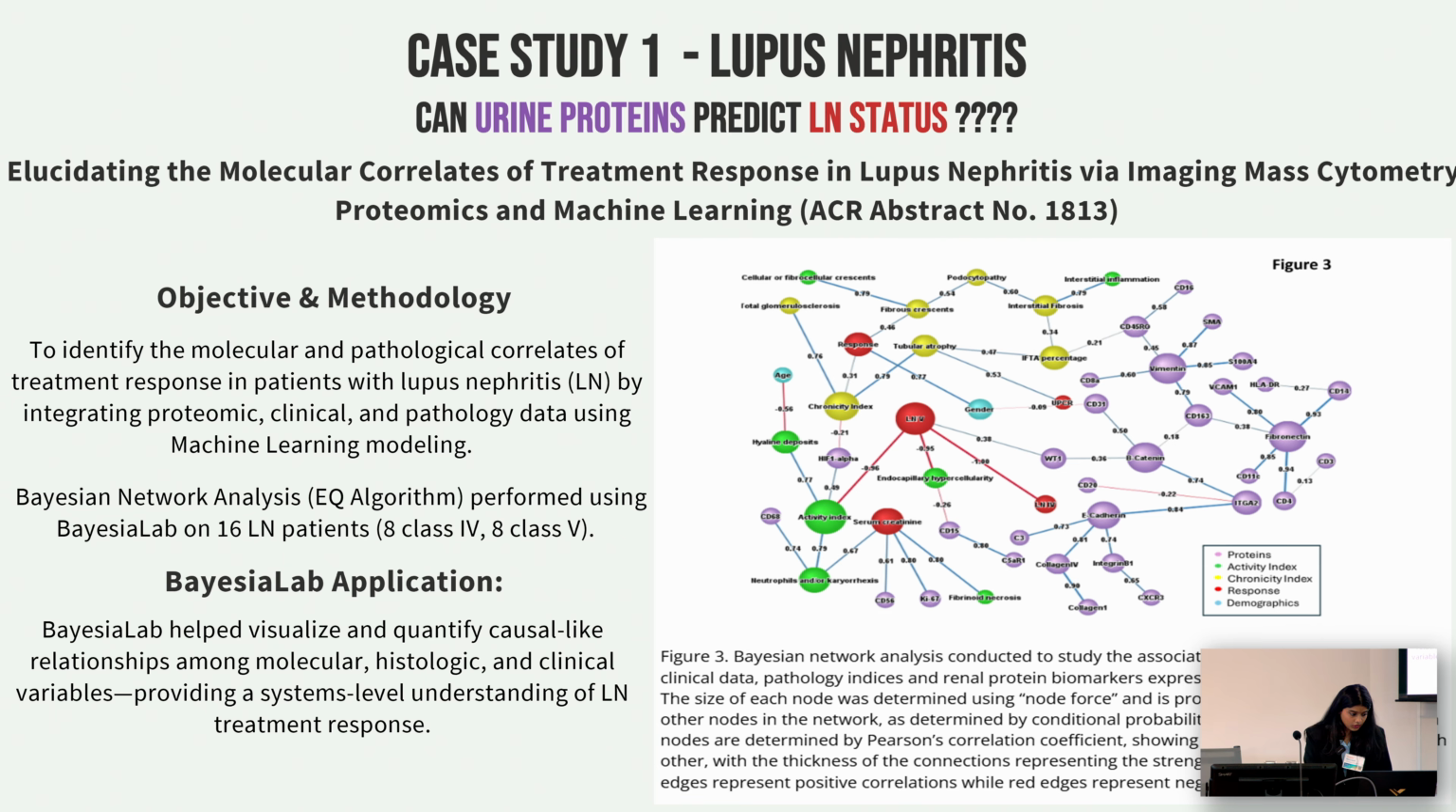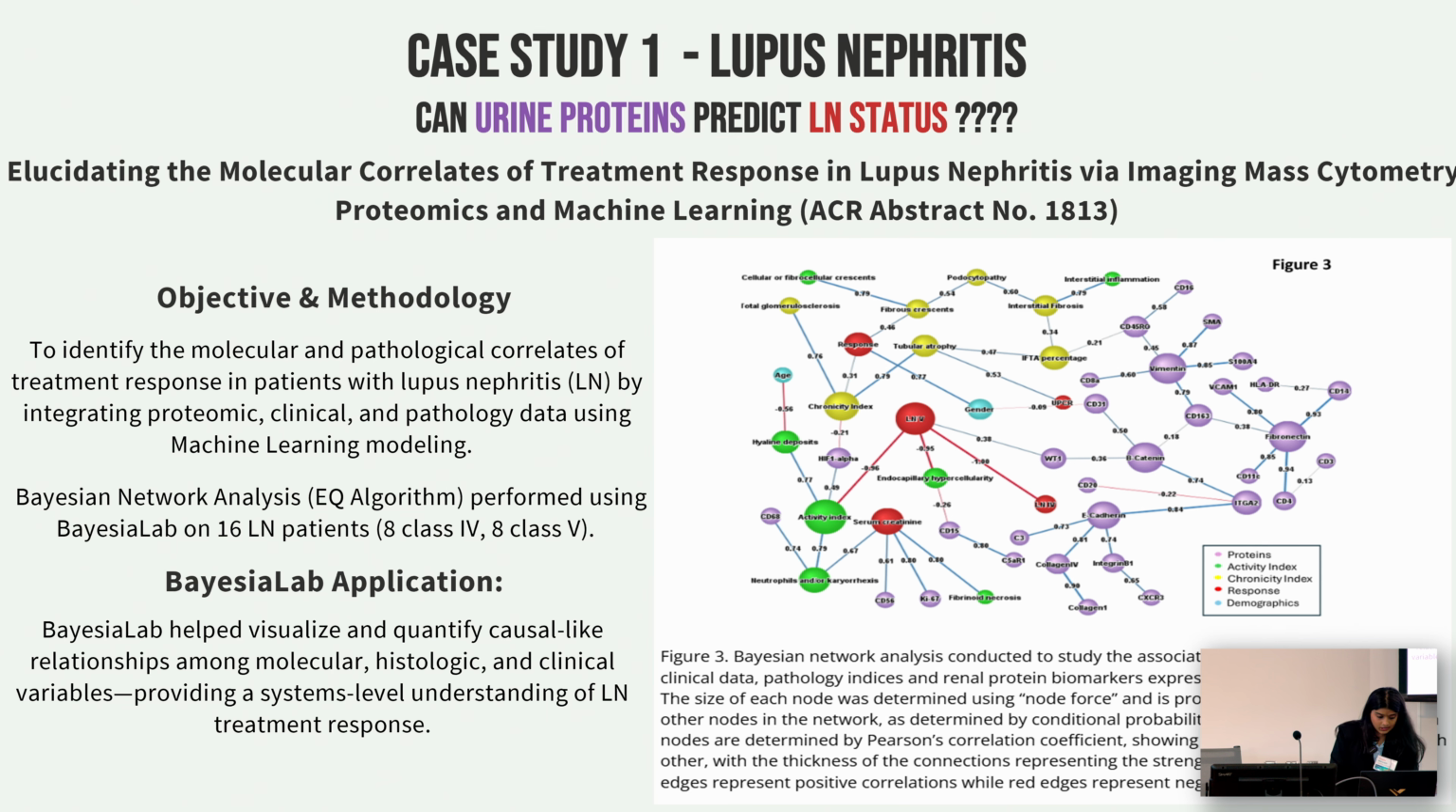If you look at the image, we see different colored nodes. There are proteins in purple, and green and yellow are the pathology data. Red is the response, and the blue are the demographic data, which fall under the clinical information.